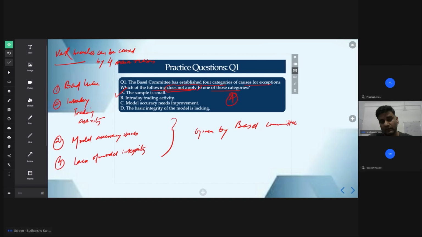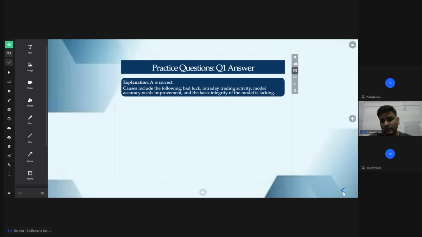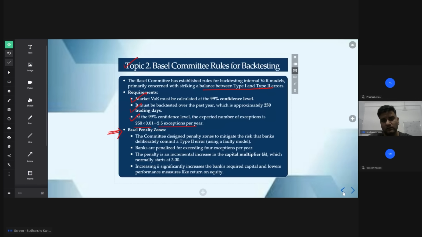Remember, the Committee wants you to ensure discipline through the penalty zone: balance your type 1 and type 2 error, reward good models with lower capital requirements, and penalize bad models with higher capital multipliers. So that's the whole thing. That completes our chapter. I think we have gone into a lot of detail.